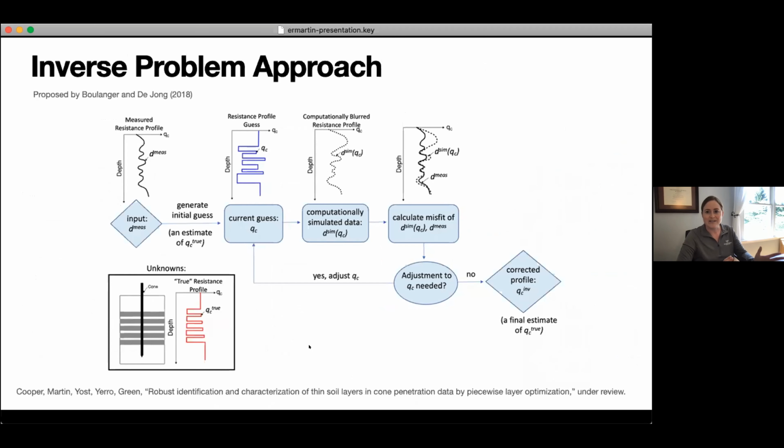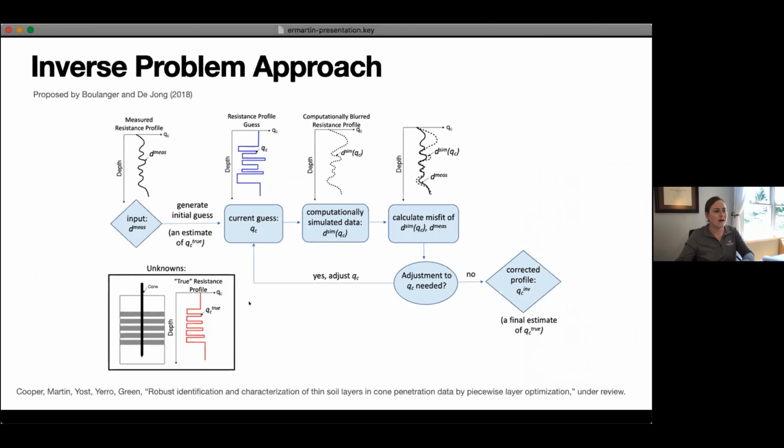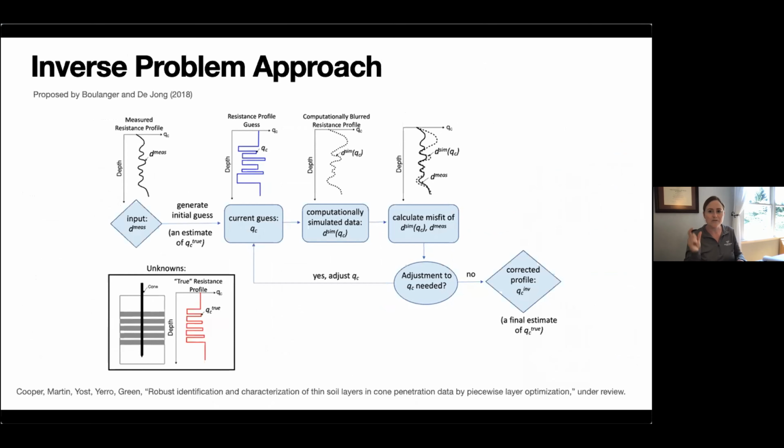So Boulanger and de Jong a few years ago actually proposed an inverse problem approach for this problem for the first time. They were just going for a simple sort of de-blurring model, just looking at what's the misfit between a simple convolutional filter or point spread function convolved with their depth profile that they're guessing, and then what's the difference between that and their measured data.